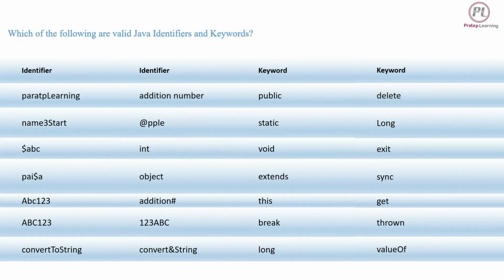So now we will see some examples. We will see some valid and invalid identifier examples that will be helpful in understanding. The first row is for valid identifiers and the second one is for invalid identifiers. The third row is for valid keywords and the fourth row is for invalid keywords. So this is all the examples which we can cover in our session.